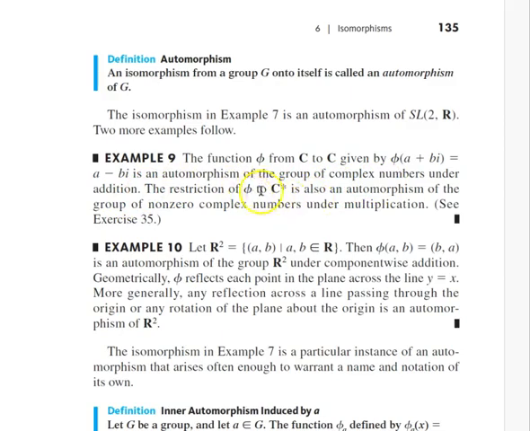If we restrict phi to C star, the set of all non-zero complex numbers, C star is a group with respect to multiplication, and the restriction of phi on that group is an automorphism of C star.